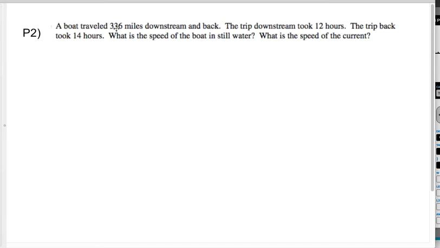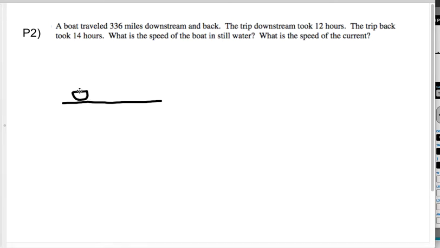So a boat traveled 336 miles downstream and back. So that's the total amount that it traveled in each direction, 336 down, 336 back. The trip downstream took 12 hours. The trip back took 14 hours. What is the speed of the boat in the water? What is the speed of the current? Okay, so let's kind of get a picture of this.